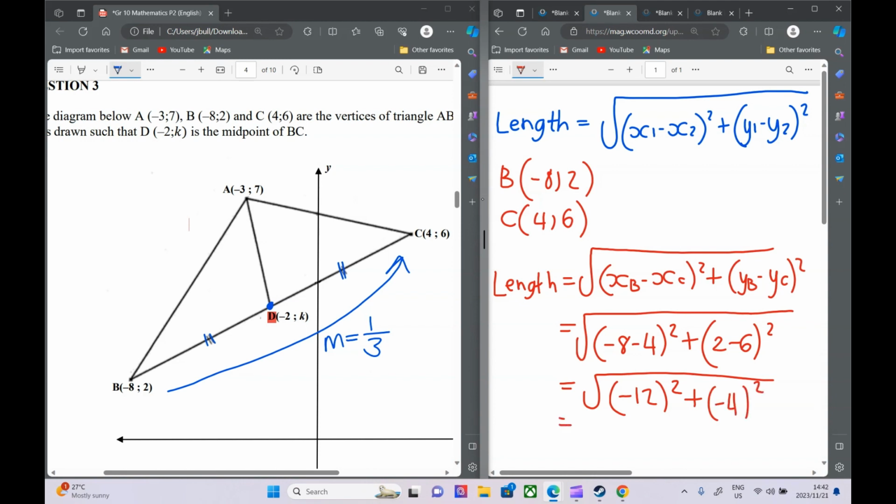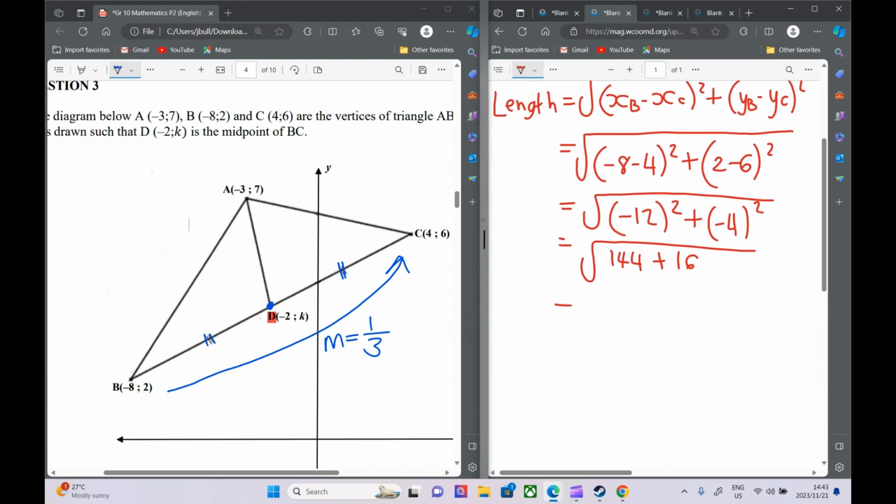So we are going to end up with the square root. So minus 12 squared. A minus squared is just positive. So 12 squared is 144. 4 squared, remember, that becomes a positive, so 16. So let's work out then 144 plus 16, which is 160. So we actually want the square root of 160. And at that point then you would plug that into your calculator to get this length.